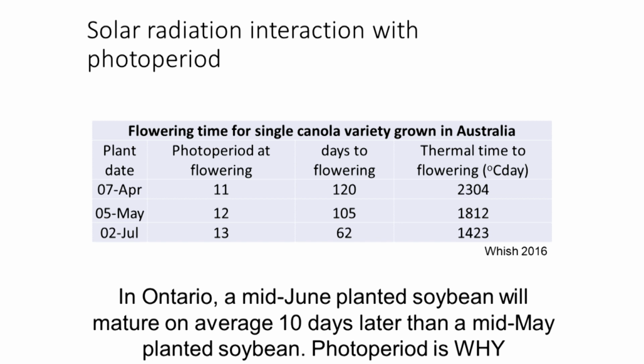how it influences development. The last thing I'll point out is that canola is flowering sooner as the day gets longer, and so canola would be considered a long day plant. Soybean, which is a short day plant, would actually take longer to flower as day length increases.